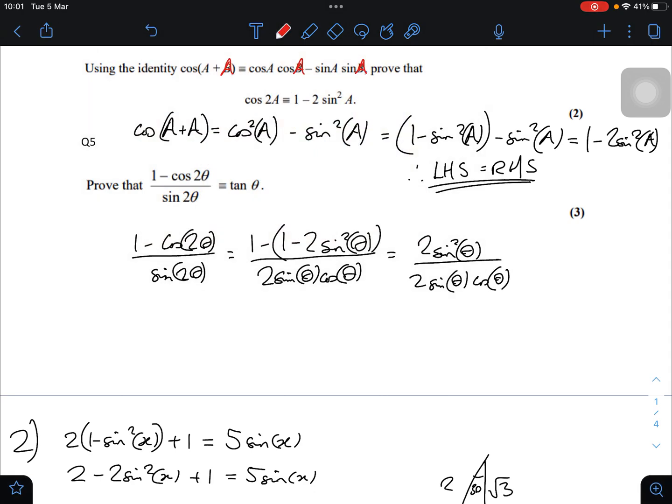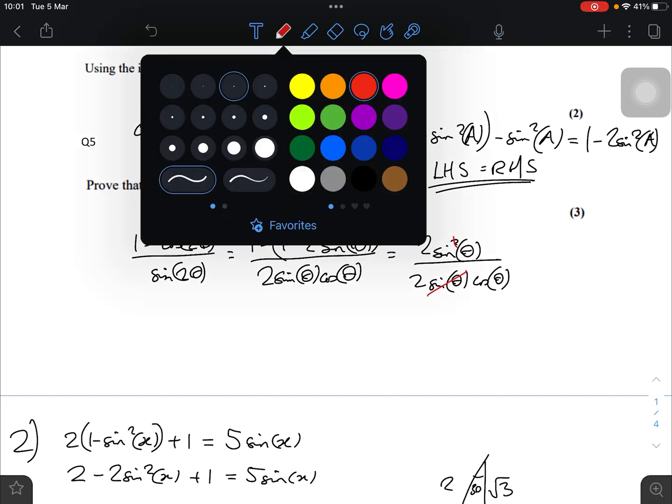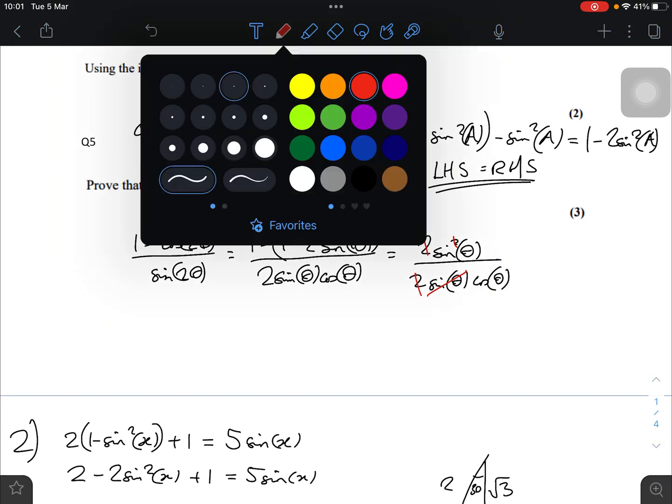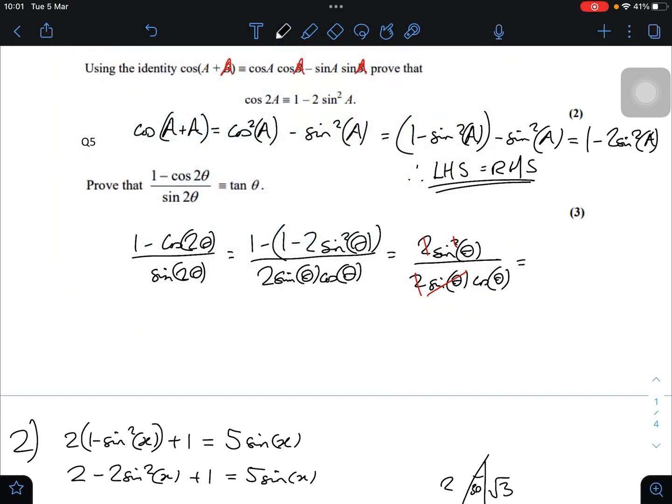And then by cancelling out those there, and also I can cancel out my 2's, I'm left with sine theta over cos theta, which is just tan theta. And you've shown the question as given.